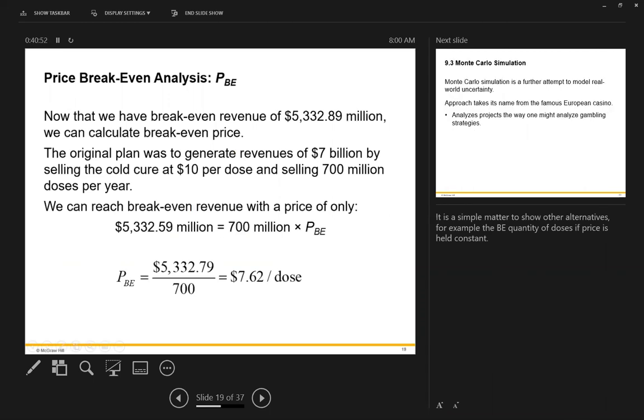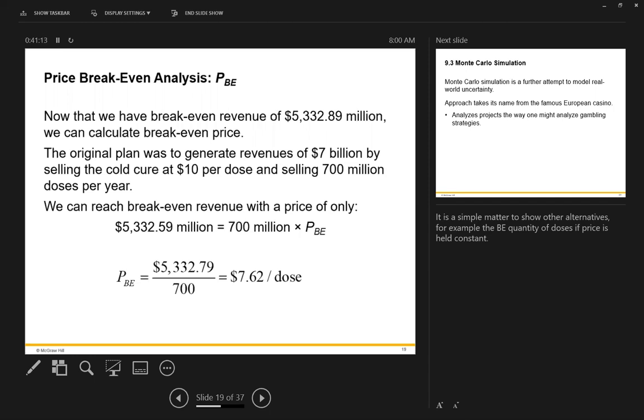Now that we have a break-even revenue, we can calculate break-even price. So the original plan was to generate revenues of $7 billion by selling the cold cure at $10 per dose and selling 700 million doses per year.